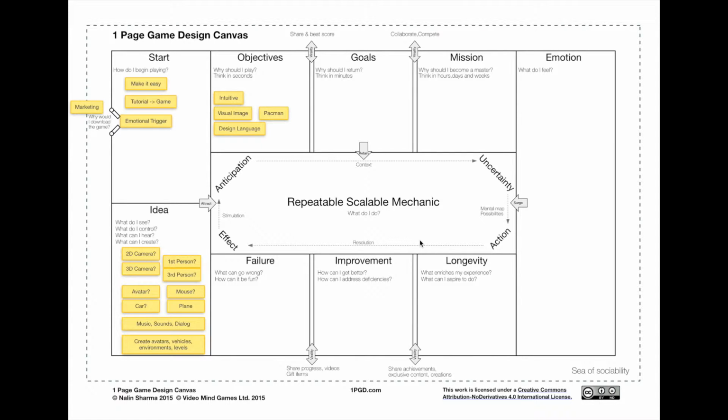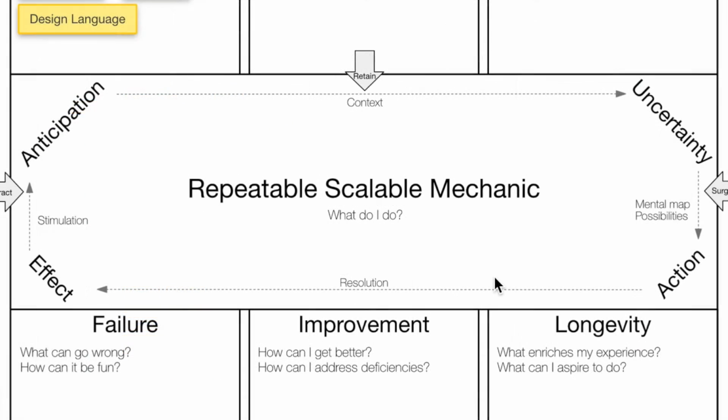I've highlighted it as a repeatable, scalable mechanic because it more accurately describes what happens. It's repeatable because it happens many, many times a second. It's scalable because ultimately it should grow as the player becomes more experienced and wants a richer variety of things happening within the game. And it's a mechanic because games are about doing. So it's really answering that question, what do I do in the game? This mechanic is made up of 4 quadrants: anticipation, uncertainty, action, and effect.